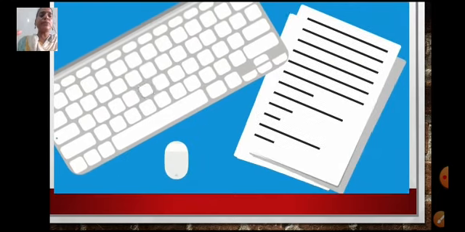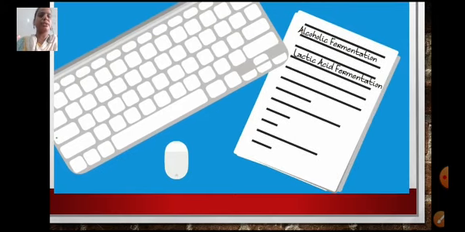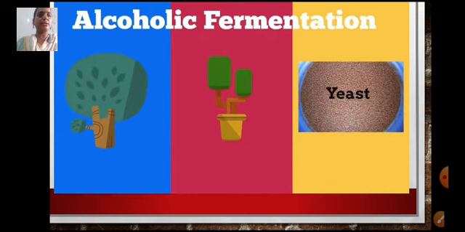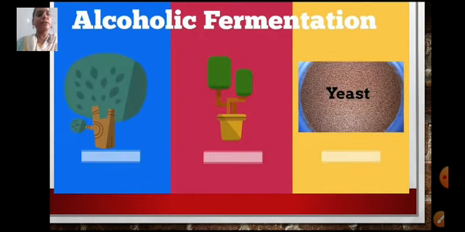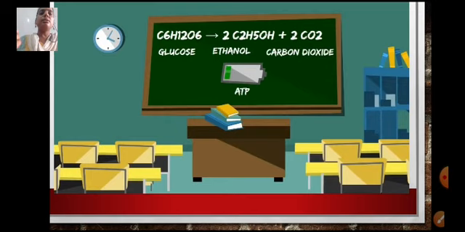First of all, there are two types of fermentation, alcoholic and lactic acid fermentation. Alcoholic we have already seen. Lactic acid we have already seen, and here we are dealing with alcoholic fermentation. It takes place in plants, certain trees, and also in yeast cells. What happens here? Glucose is broken down into ethanol and carbon dioxide. So these are the products of fermentation that takes place in yeast cells and some other organisms, but the amount of energy that is produced here is very less.